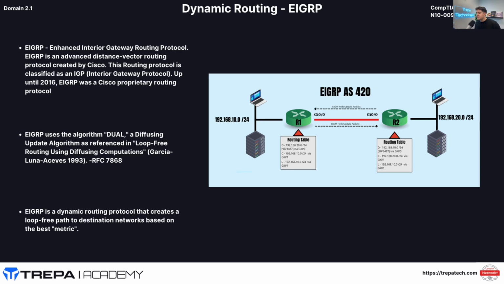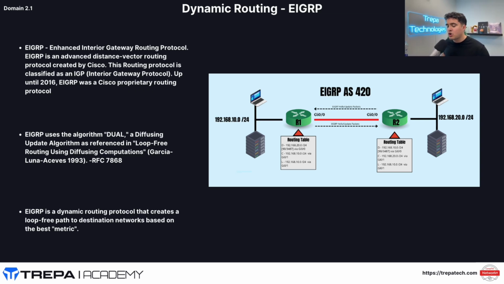So EIGRP is another dynamic routing protocol. This is an IGP, an Interior Gateway Protocol, meaning this is going to be for routers sending routing updates within an enterprise, within a domain, within an autonomous system. So again, it stands for the Enhanced Interior Gateway Routing Protocol. This is an advanced distance vector routing protocol.